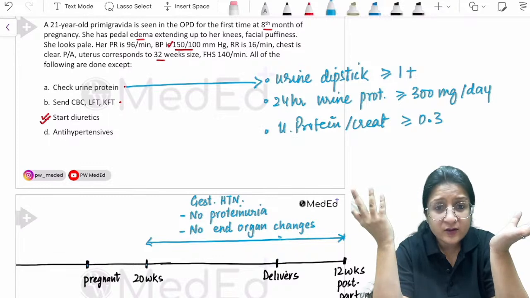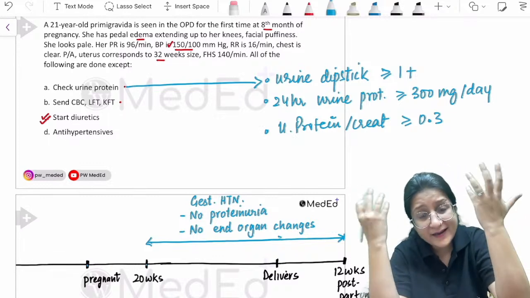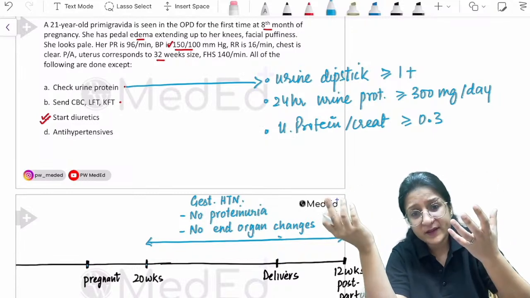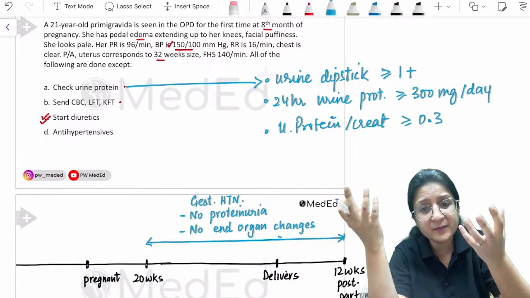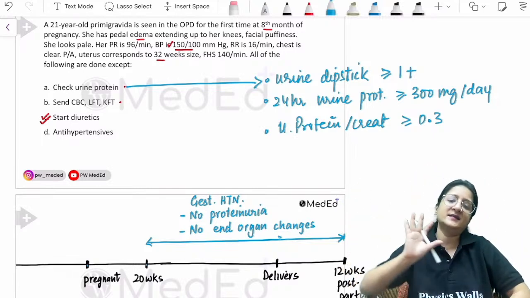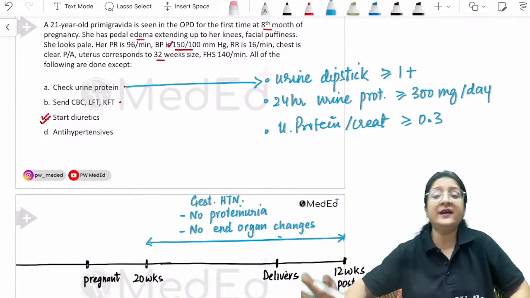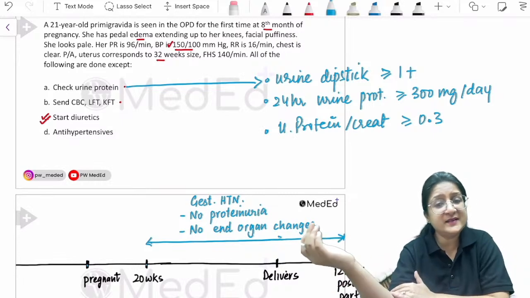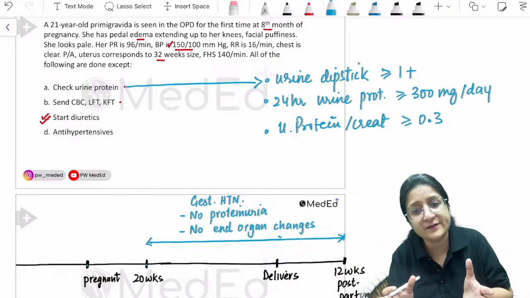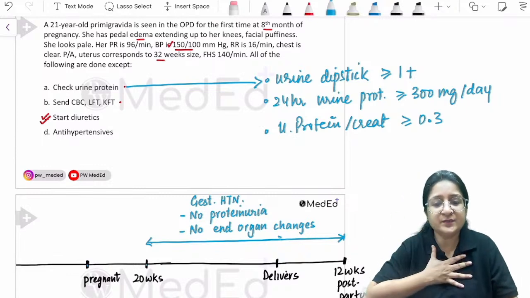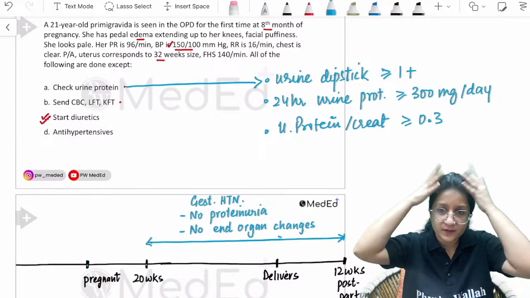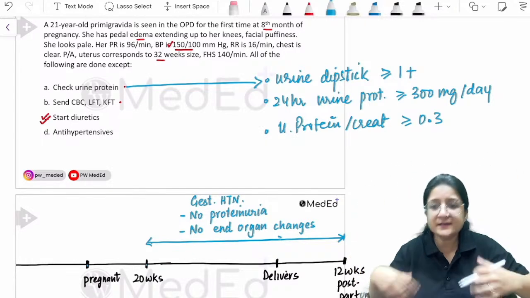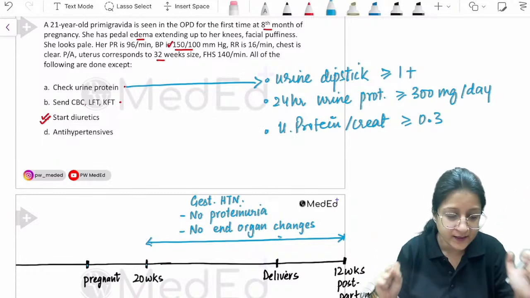Or there can be other end organ changes like complaint of headache, blurring of vision, epigastric pain, right? So these symptoms could be there, cerebral edema could be there, pulmonary edema could be there. Think of a system and the finding is there. End organ change meaning any end organ change, okay? And think of an organ, it is there, okay? In the blood, CBC, liver LFT, kidney KFT you have to check, okay? And then lungs, pulmonary edema, brain, you can think about cerebral edema, then remember headache and blurring of vision, any system, okay? Any end organ change.